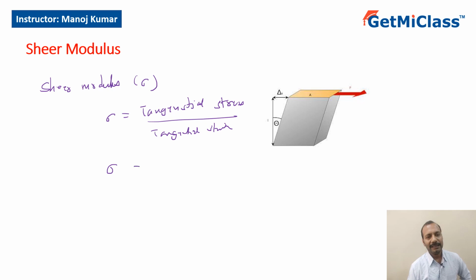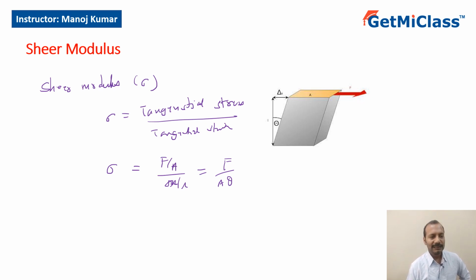So that can be written as F by A by delta X by L. Now F by A is the force that is shown. As we have discussed, delta X by L can be represented by tan theta, but when delta X is very small, tan theta is almost equal to theta. So I can write this as sigma equal to F by A theta.